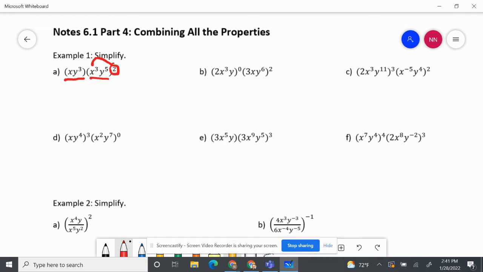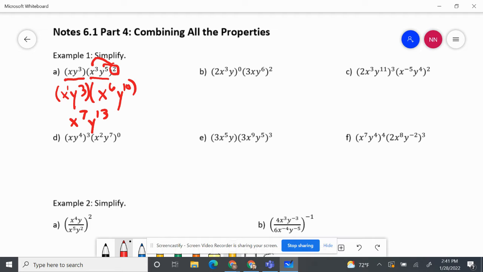So we're going to distribute the 2 to each of the parts. And then what we have is x, y to the third. And then we're going to multiply x to the 6th, y to the 10th. Now remember, when we multiply, we add the exponents. 1 plus 6 is 7, and 3 plus 10 is 13.